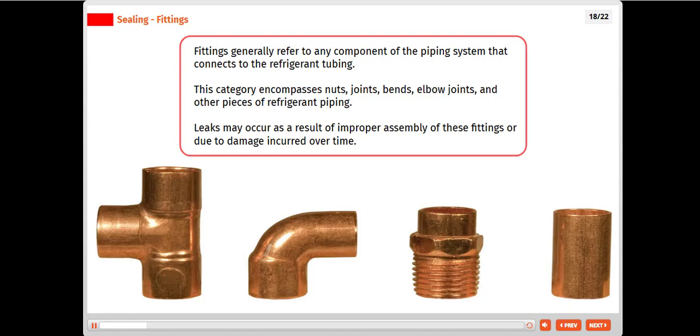Fittings generally refer to any component of the piping system that connects to the refrigerant tubing. This category encompasses nuts, joints, bends, elbow joints, and other pieces of refrigerant piping. Leaks may occur as a result of improper assembly of these fittings or due to damage incurred over time.